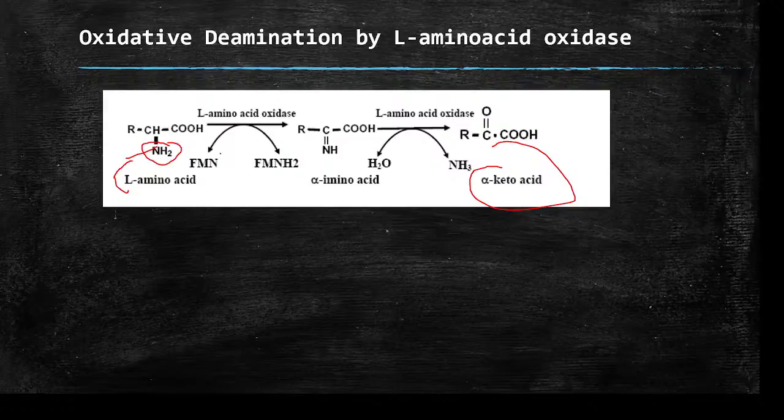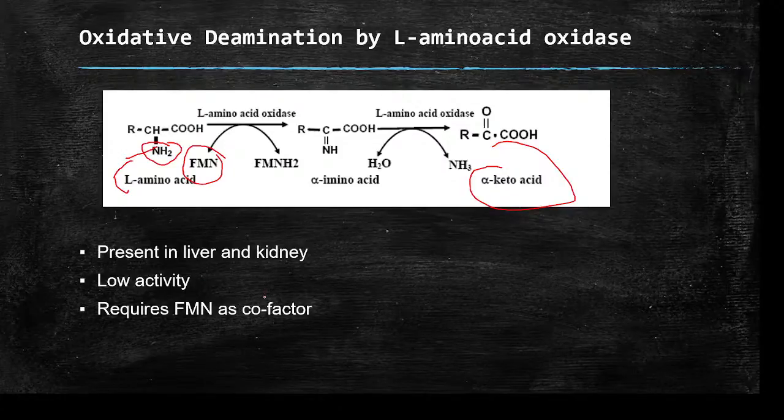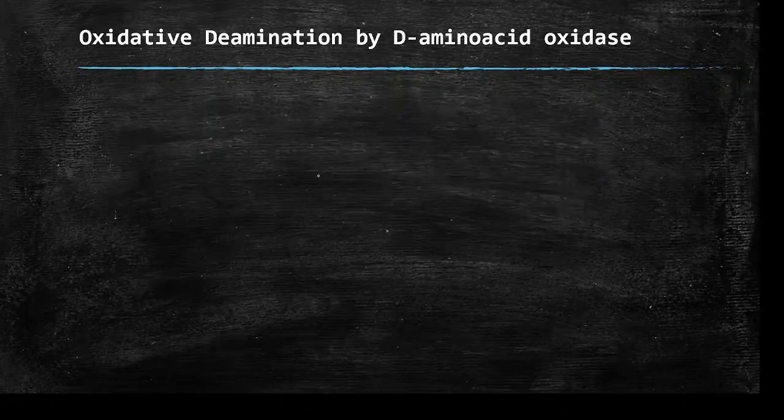So here the reducing equivalents are taken up by the FMN and they are converted to FMNH2. Okay. And the amino acid gets converted to imino acid and then to keto acid. So this enzyme is present in liver and kidney. So the activity is very low. It requires FMN as a cofactor and it deaminates naturally occurring L-amino acids.